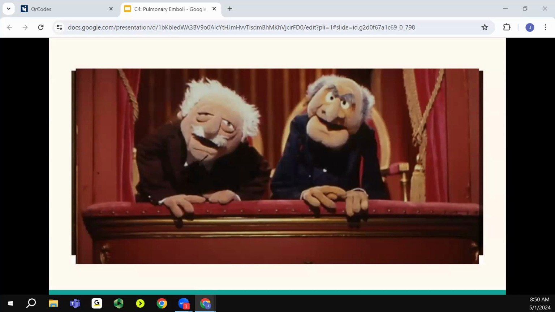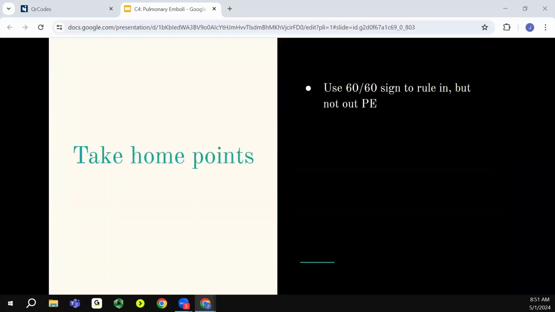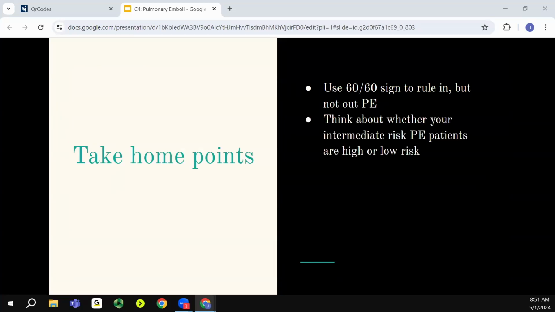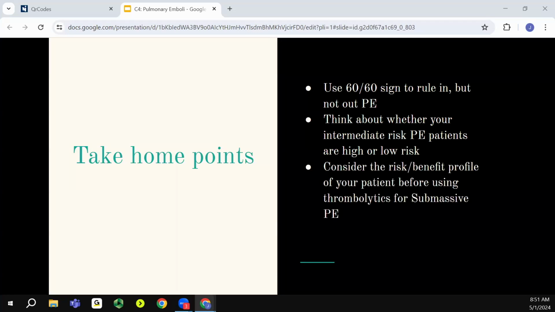All right. So I'm going to wrap up today with my take home points. One is that you should be using the 60-60 sign to rule in, but not rule out PEs. Two, when you're thinking about your intermediate risk PE, think about subclassifying them into higher and lower risk intermediate, to help understand their disease trajectory, their level of care, and the potential need for thrombolytics down the line. So you can be mentally prepared for that, and you're not thinking about it as they're crashing.